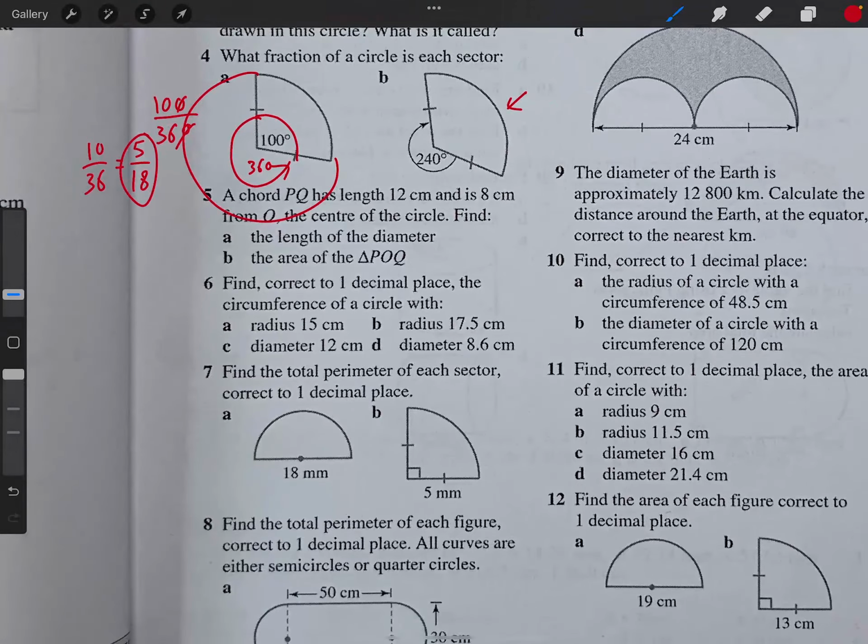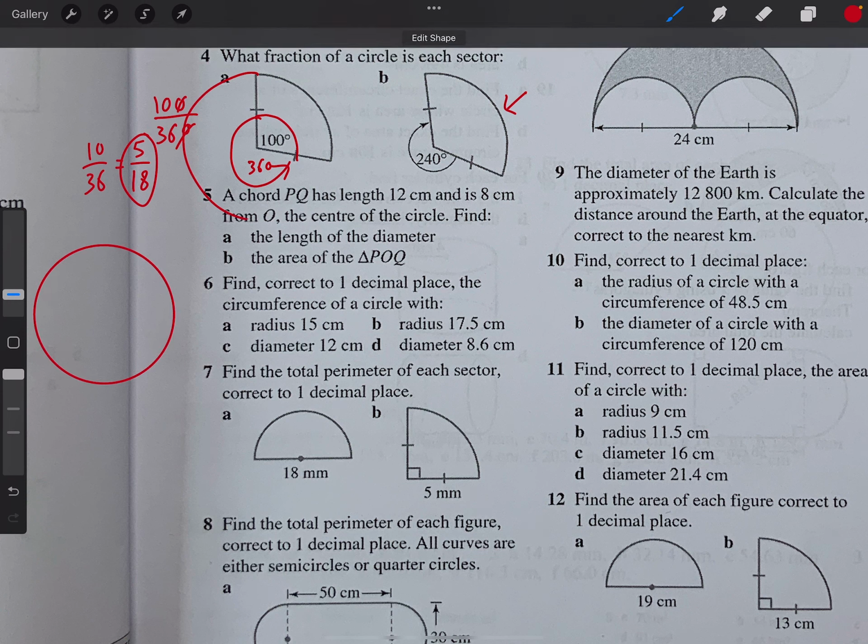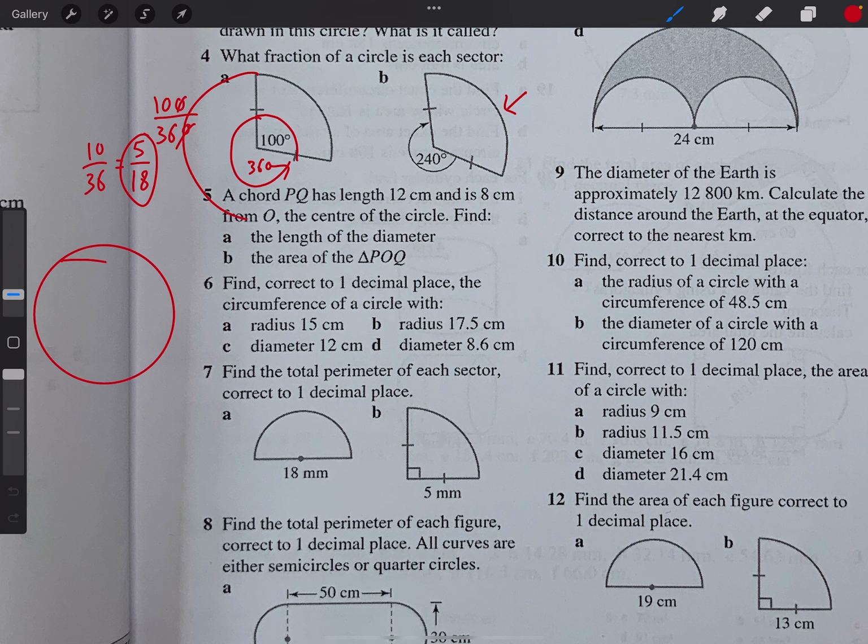Question 5. A chord PQ has length 12 centimeters and is 8 centimeters from O. From what? So, okay, let me try that. The center of the circle. Alright, so let's draw that real quick. Has length 12 centimeters. Chord. So this chord is 12 centimeters and is 8 centimeters away from the center. So that's 8 there. Find the length of the diameter.